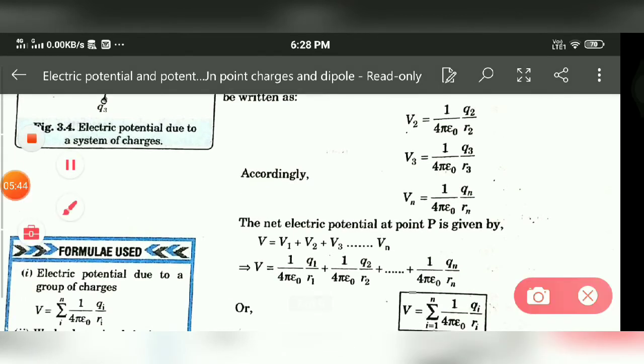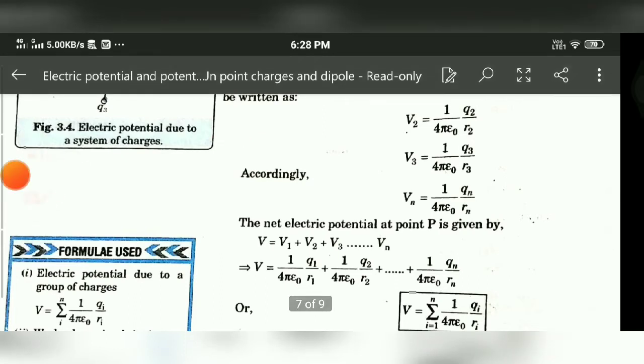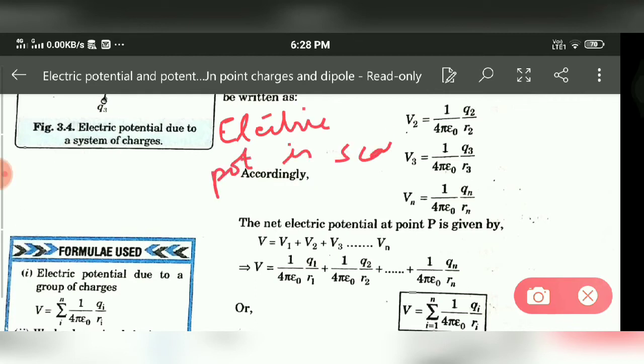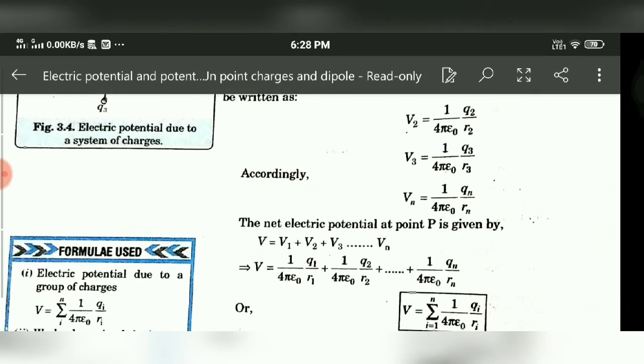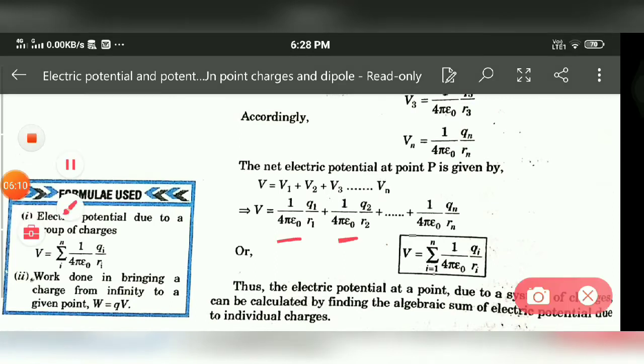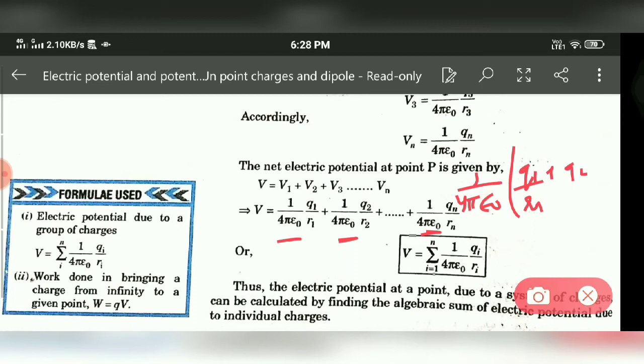And net potential, as electric potential is a scalar quantity, we will follow the algebraic rule of addition. So we just add V1, V2, V3, and so on up to Vn. When we substitute the values, 1 by 4 pi epsilon naught is common from all, and inside we get q1 by r1, q2 by r2, and so on up to qn by rn.